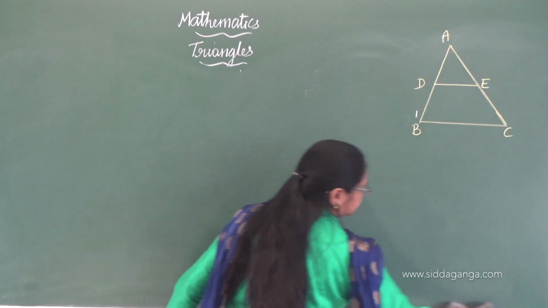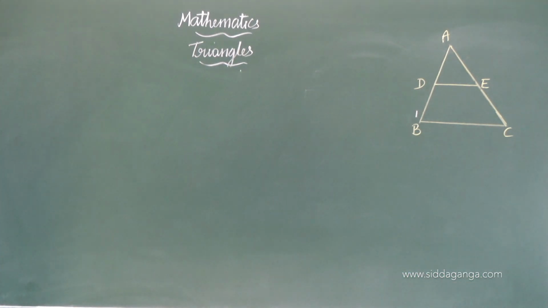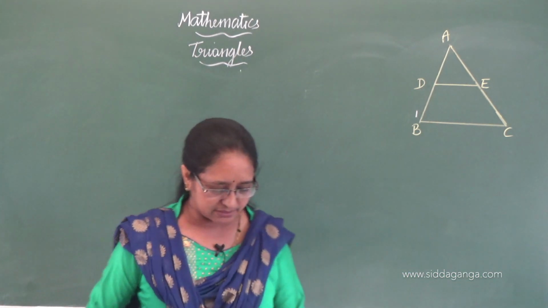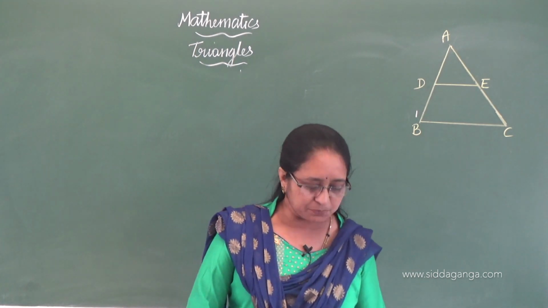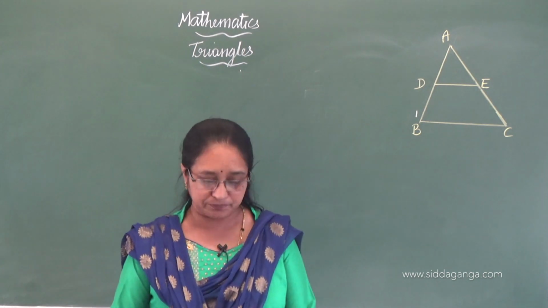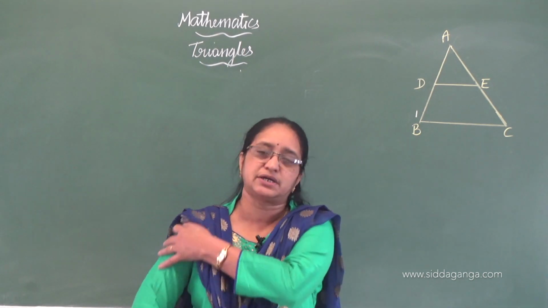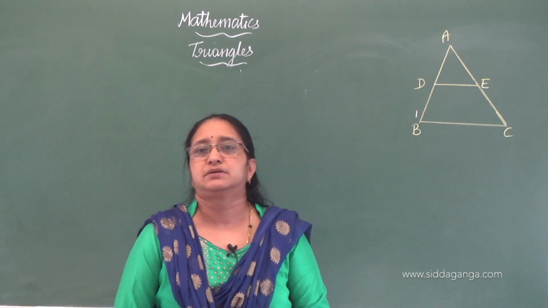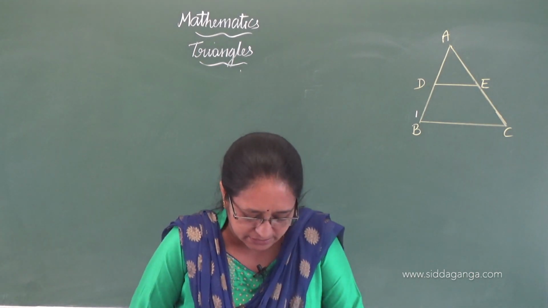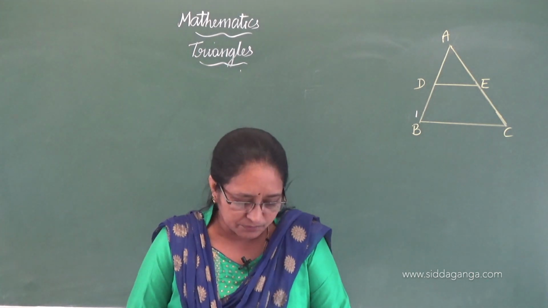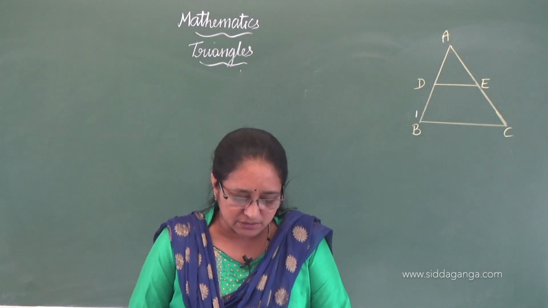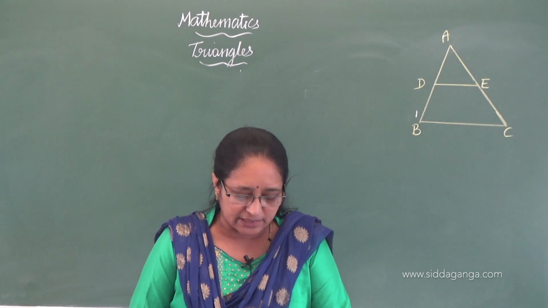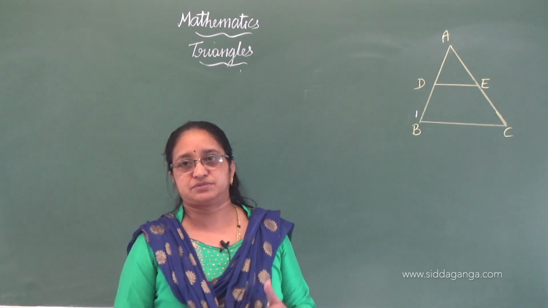Converse of the theorem. What does the converse say? You have that in your textbook, theorem 6.2. Since they have not given complete detail in the textbook, I am going to write it now. First I will read the statement. If a line divides any 2 sides of a triangle in the same ratio, then the line is parallel to the third side.